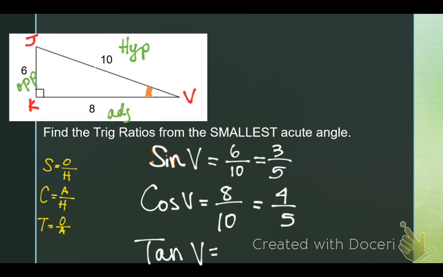Last, we have tangent of V. Tangent, TOA, is opposite over adjacent. So what's my opposite?